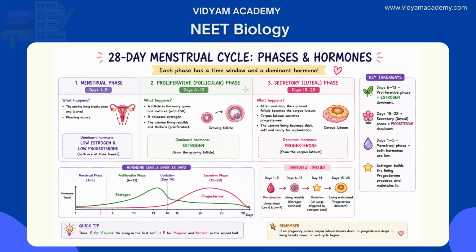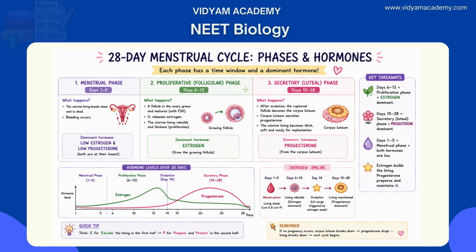As it grows, the follicle secretes increasing amounts of estrogen. This is why the phase is also called the follicular phase. Estrogen acts on the endometrium to make it proliferate and thicken, which is why the phase is called the proliferative phase. By day 13, estrogen peaks and triggers the LH surge that will cause ovulation on day 14. After ovulation, the ruptured follicle becomes the corpus luteum, which secretes progesterone, making progesterone the dominant hormone of the luteal phase. It's days 15 to 28 and not the follicular phase.